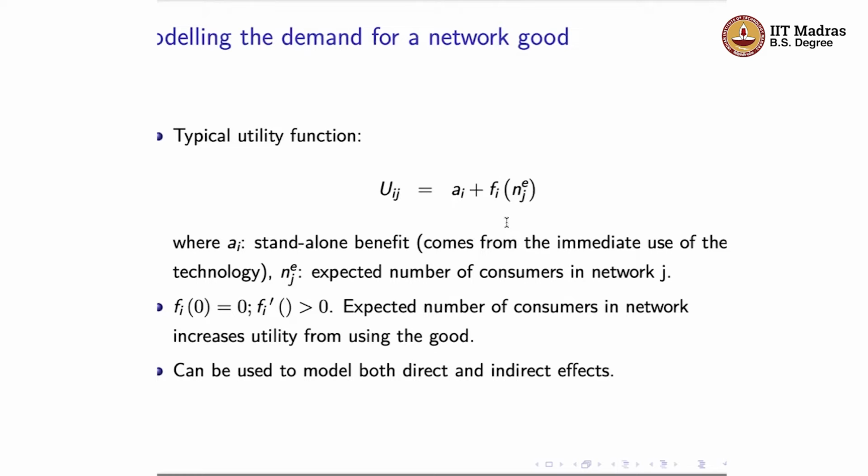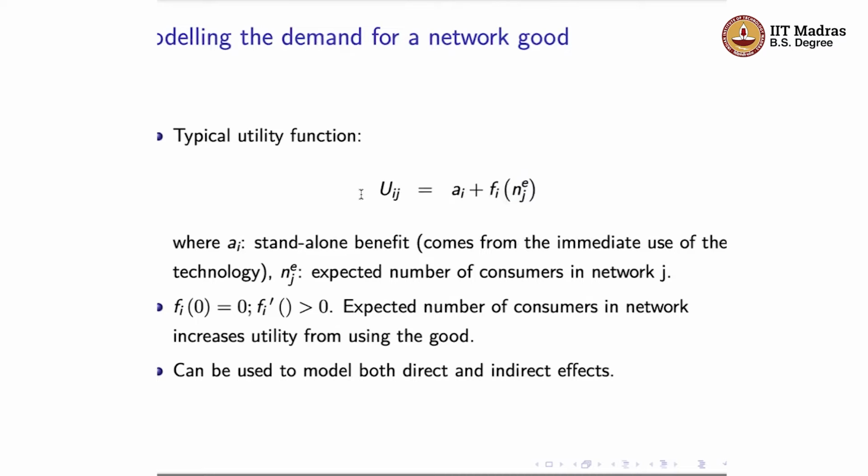And we'll see that this is actually a very rich framework, and it can in fact be used to model both direct and indirect effects, right? Why? Because imagine that we are first talking about the WhatsApp versus the Telegram example. So the more the number of people we expect to be using WhatsApp and Telegram, the more my benefit will be from being on, let's say, WhatsApp or Telegram, right? So if I expect a lot of people will be using WhatsApp, then my benefit from using WhatsApp is going to be an increasing function of the number of people who will be using it, right?